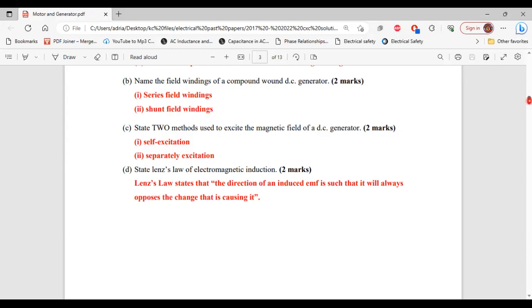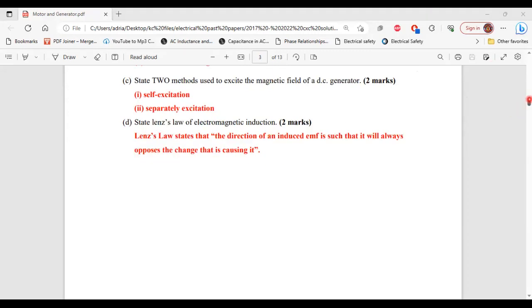D, it says state Lenz's law of electromagnetic induction. Lenz's law states that the direction of an induced EMF is such that it will always oppose the change that is causing it. All right, so that's it for this question. So let's move on to the next question.